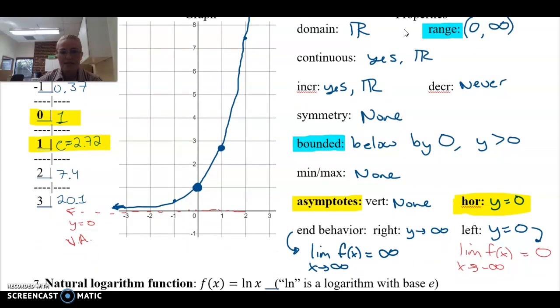So, is it continuous? Yes, it's continuous everywhere on its domain. Is it increasing? Yes, for all real numbers it's increasing. It's never decreasing. There's no symmetry. It's not even. It's not odd.